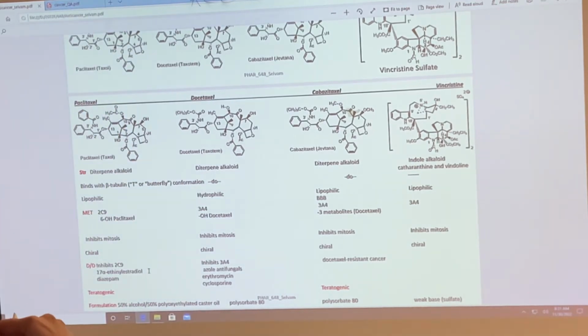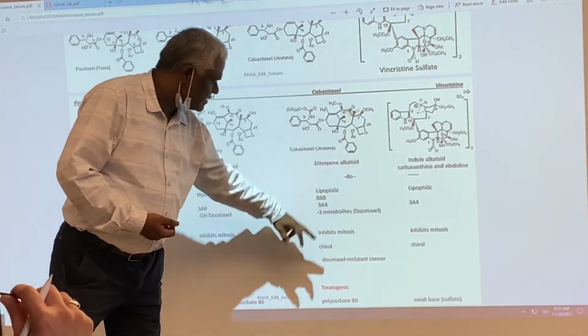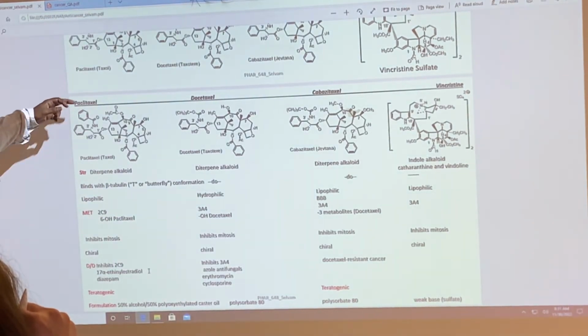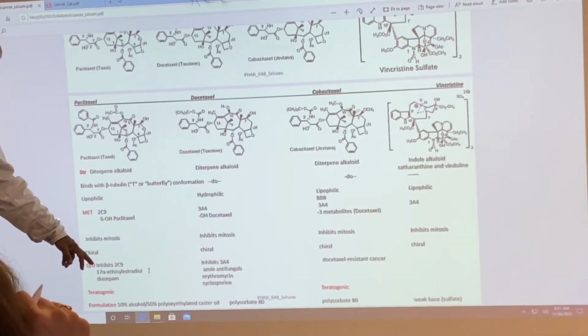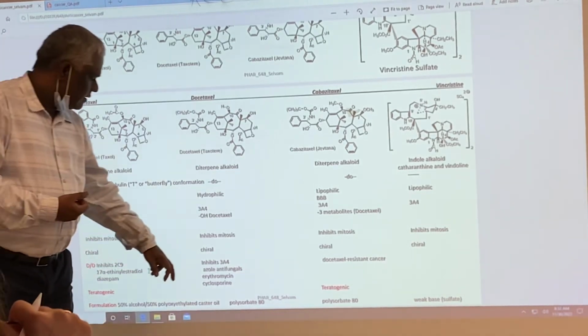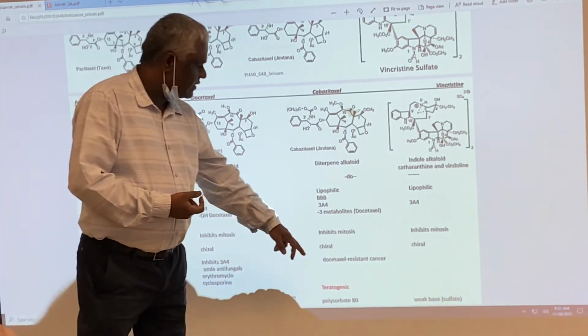So that is one of the recommendations. These two are teratogenic, paclitaxel and carboxytoxal. Paclitaxel is available as 50% alcohol and 50% polyoxyethylated castor oil. That is the formulation used with paclitaxel. And docetaxel is available as a polysorbate 80 formulation.